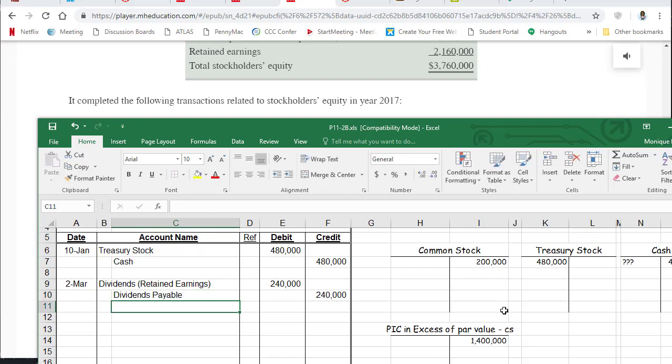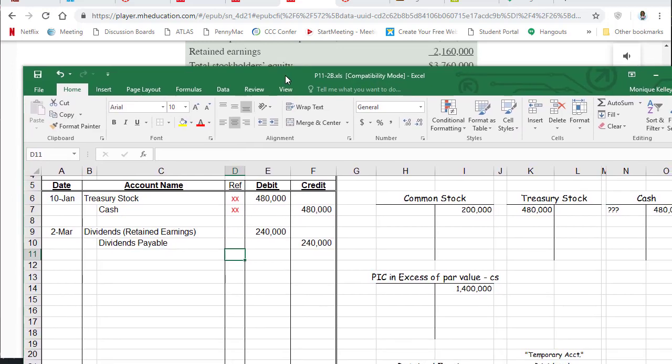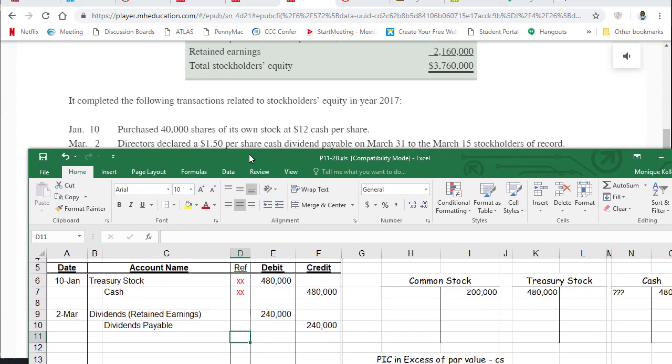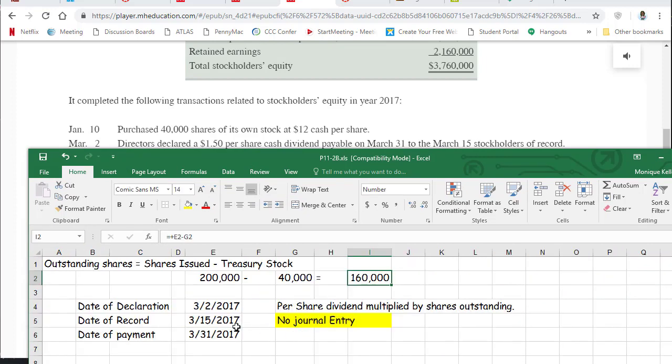Okay. And I forgot to put my little cross-reference. We're not officially doing the posting in proper terms right now. We're just going through and focusing on the journal entries. So we got dividends, 240 dividends payable, and then it asks for the next date, which is March 31st. You'll notice it does not use March 15th, the date of record, and make sure you read in the textbook the difference between these three dates, but there's no journal entry on the date of record.